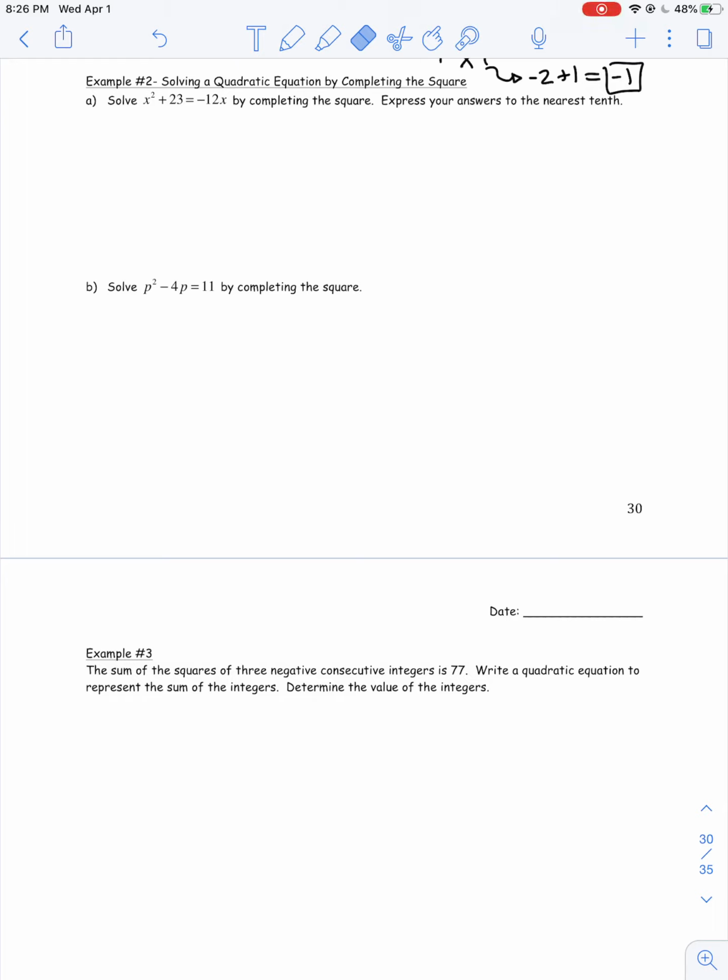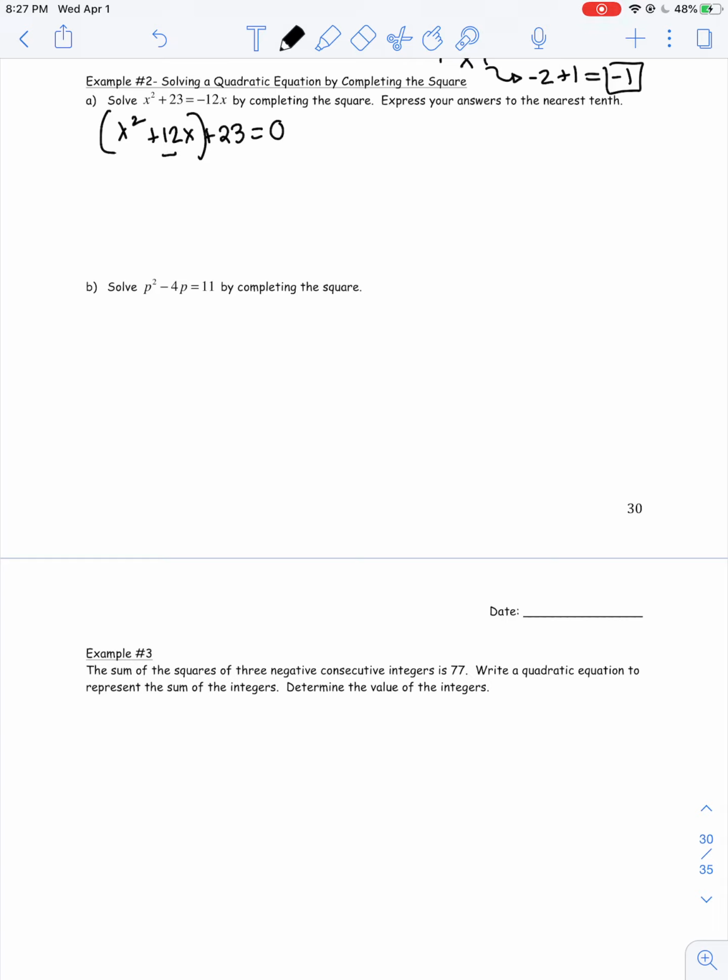Example number 2, it says solve by completing the square, answer to the nearest tenth. So we're going to start by bringing everything to the left side because it has to be in standard form. So it's going to become positive 12x, plus 23 equals 0. You're going to put brackets around your x values, and then you're going to factor if there was a value in front of x squared, but in this case there isn't.